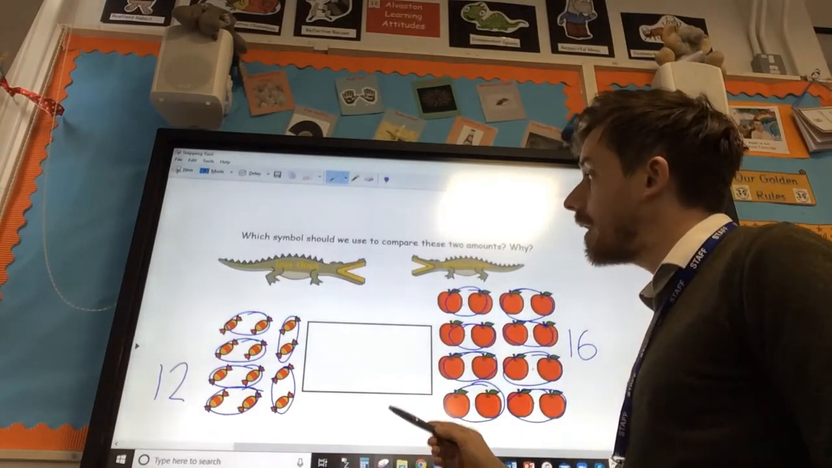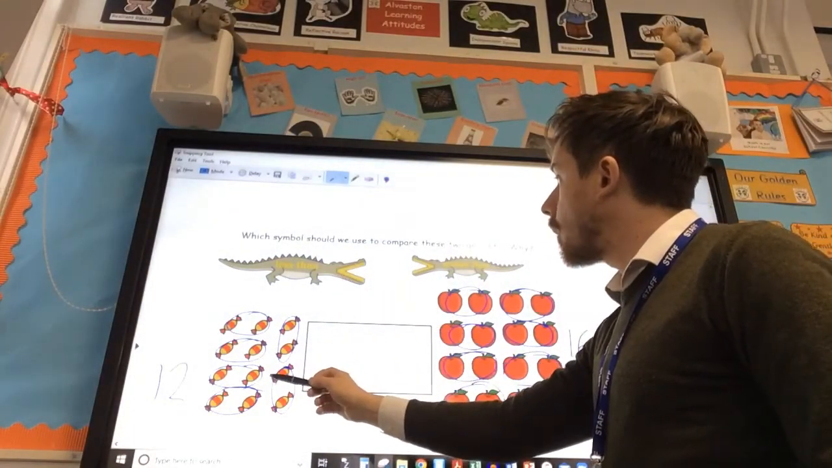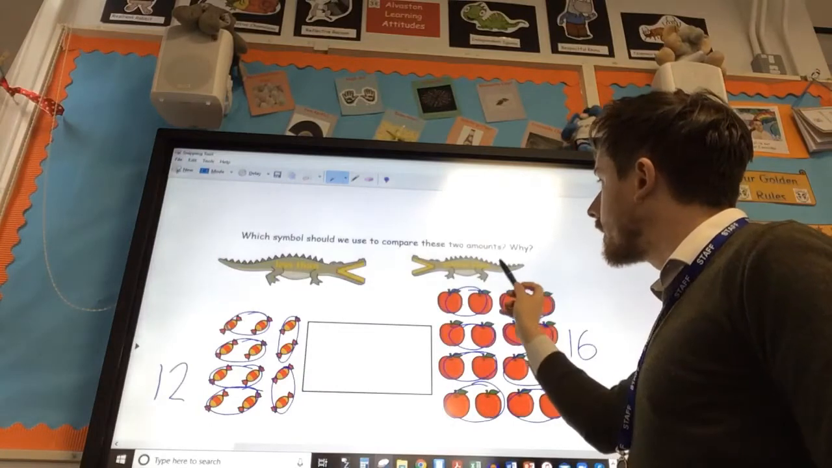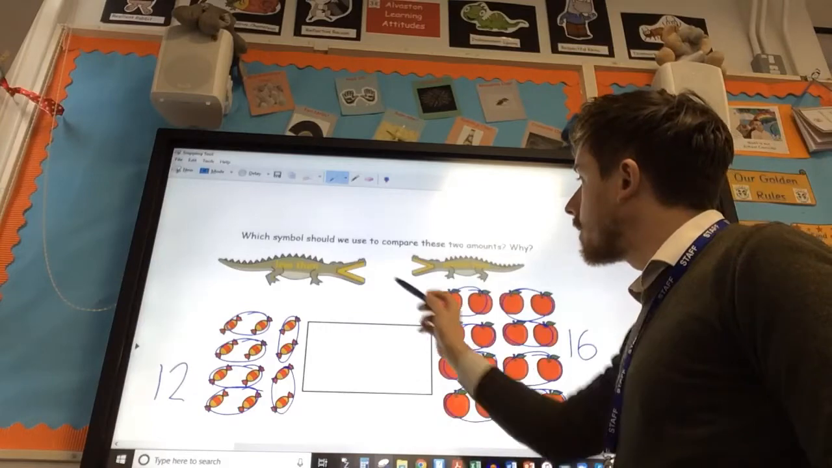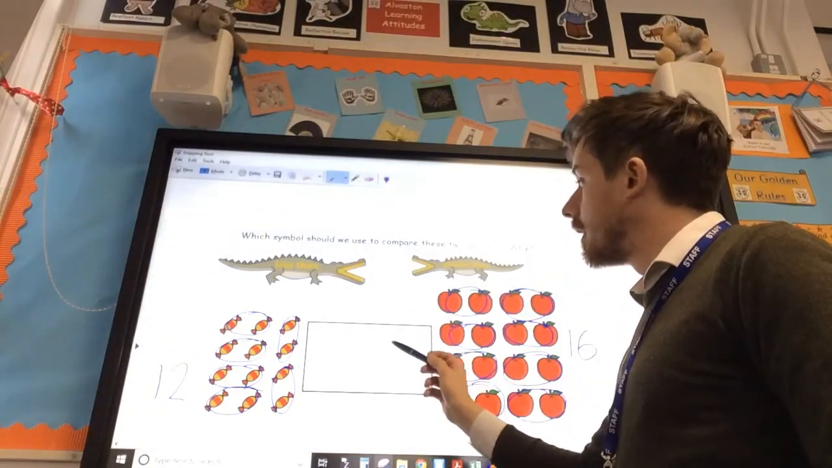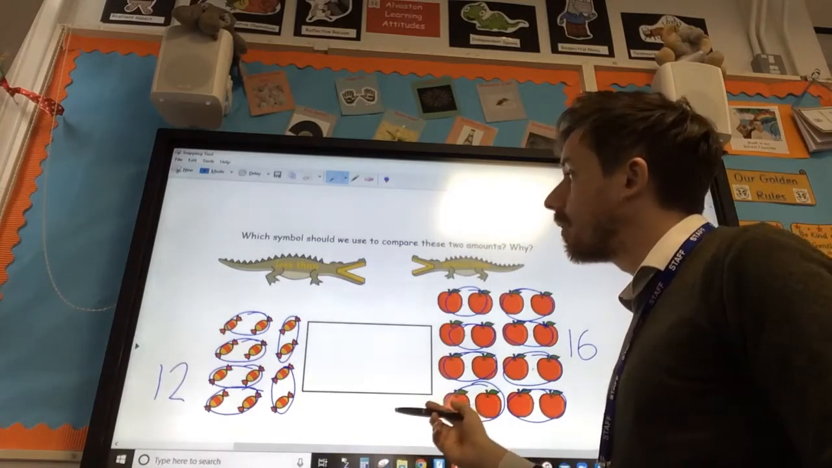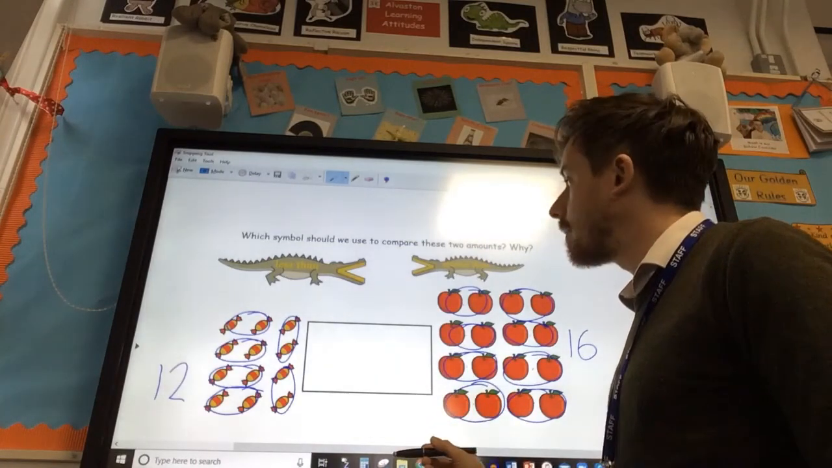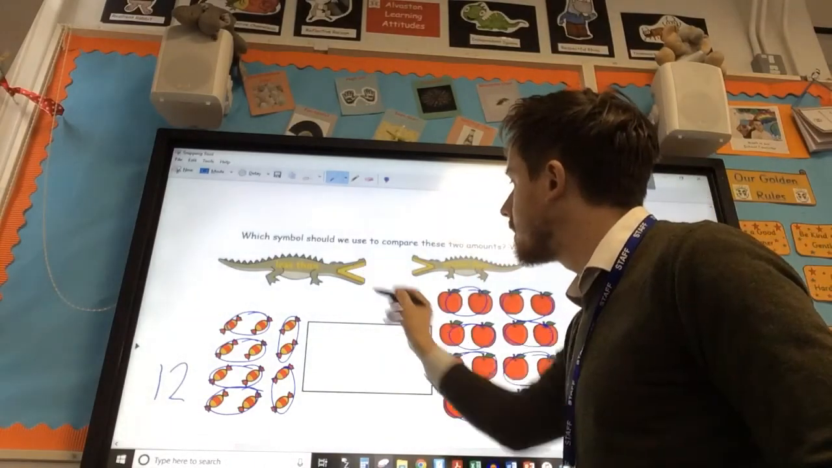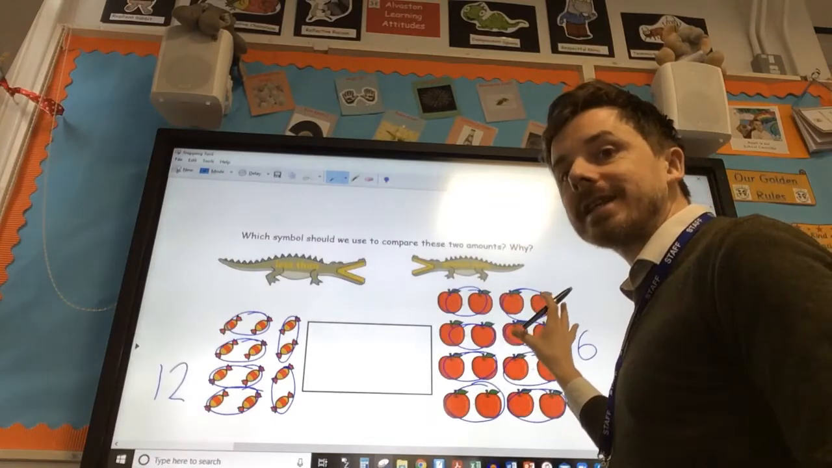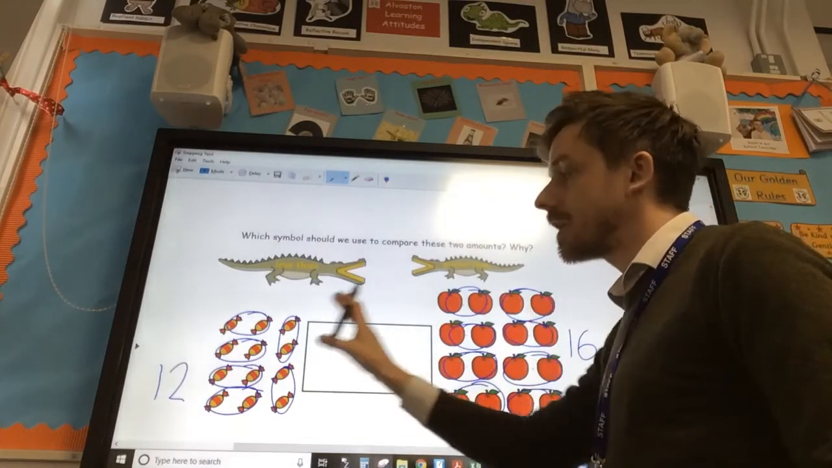Now I need to compare them. I've got here my less than. Is 12 less than 16, or is 12 greater than 16? Okay, so you think about the crocodiles there. Just have a think for a moment yourself. That's right, 12 is less. 12 is a smaller amount than 16. So I'm not going to use the greater than symbol, I'm going to use this less than symbol, because I want my crocodile to be eating the larger number, which is the largest amount, which here is 16. So he's turning his back.